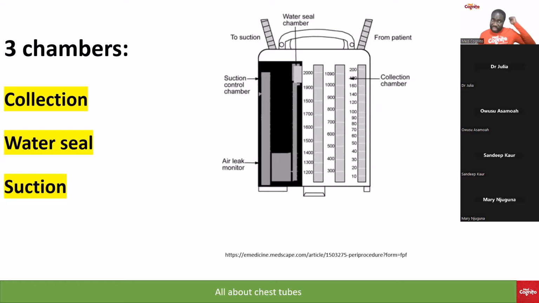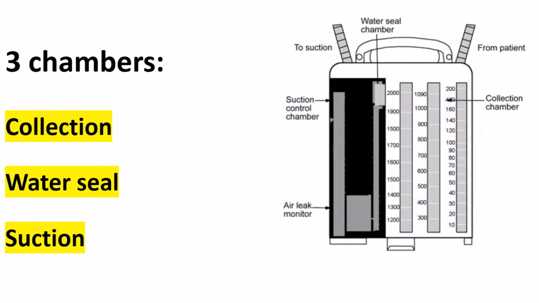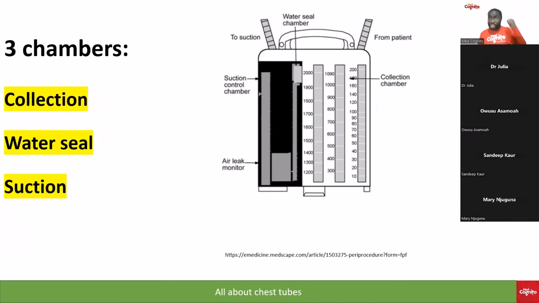We have one we call the collection chamber. So I call it CWS, the three chambers of the chest tube: the collection chamber, the water seal, and the suction. We said that we need to recreate that negative pressure in the pleural space. I'm going to take my time to talk about all three chambers. In fact, we have chest tubes which have just one chamber, and chest tubes which have two chambers. But the most common one, which you will see in your nursing practice, is the chest tube with the three chambers. CWS, the collection chamber, the water seal, and the suction.